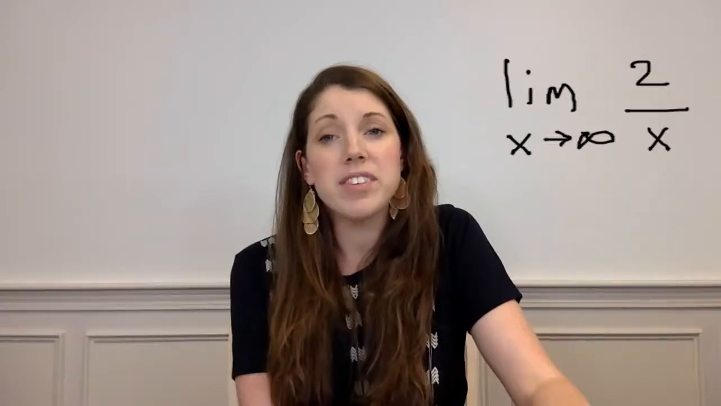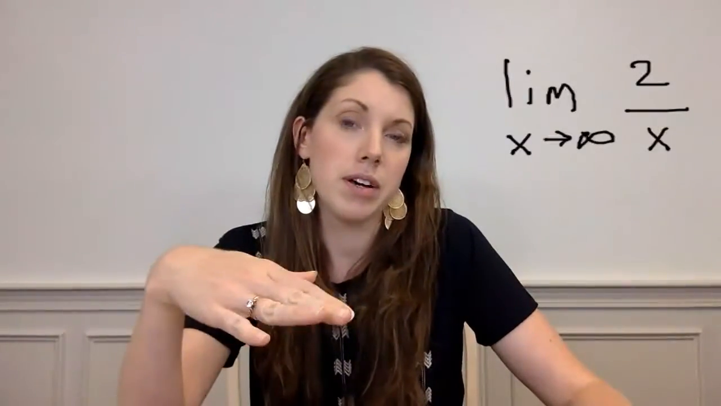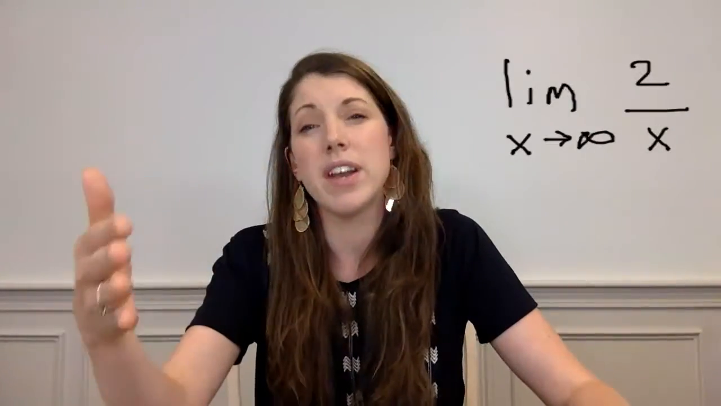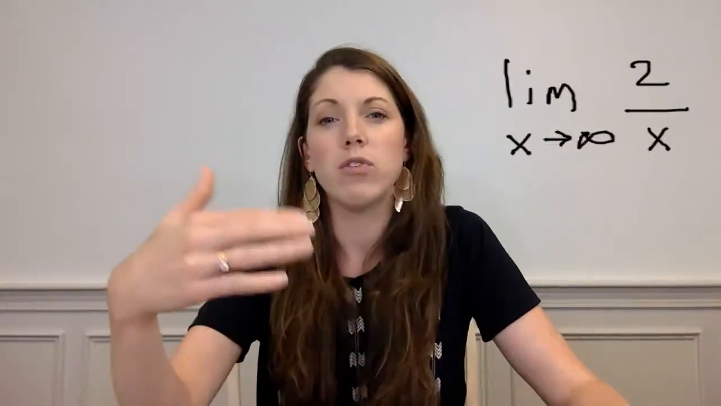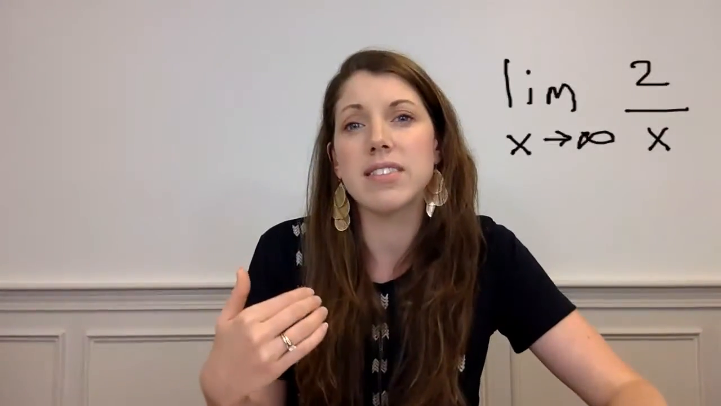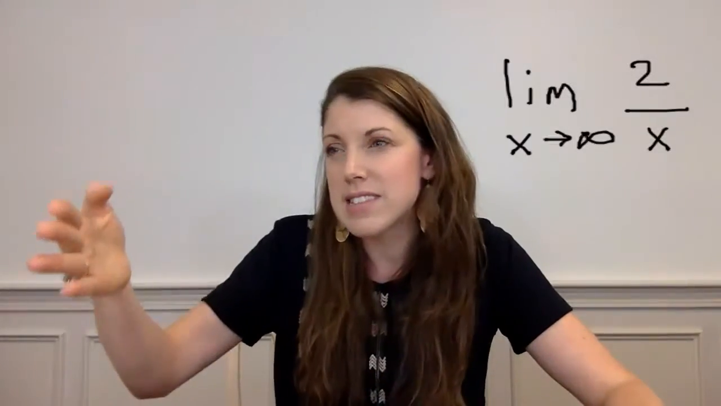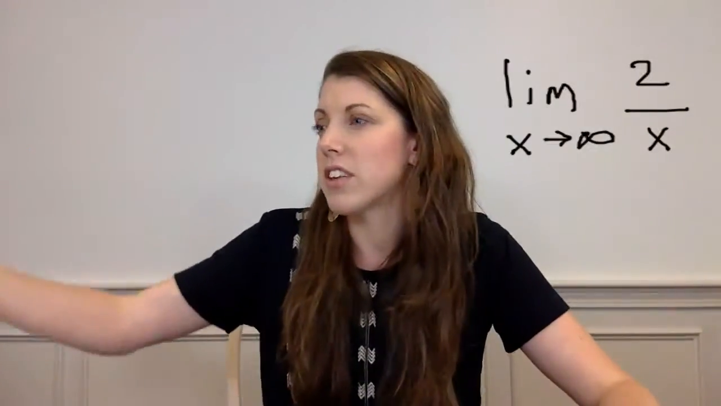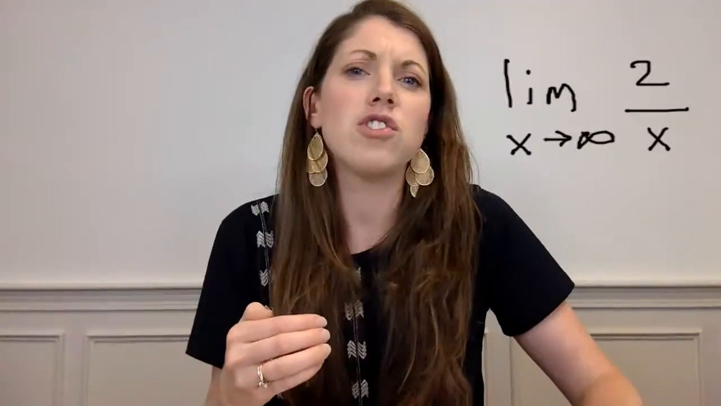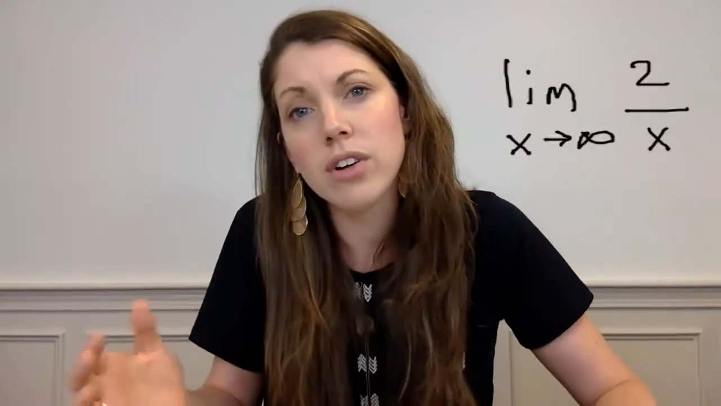Let's think about what's happening to this number. If I take 2 and divide it by 1, I have the number 2. If I double the x value, 2 divided by 2, now I have an answer of 1. Let's double it again. 2 divided by 4 is 1/2. 2 divided by 8 is 1/4. 2 divided by 16 is 1/8. 2 divided by 32 is 1/16. So my answers are going 2, 1, 1/2, 1/4, 1/8, 1/16, and then 1/32, 1/64, and so forth. It's going to get smaller and smaller, which is really getting closer and closer to 0.